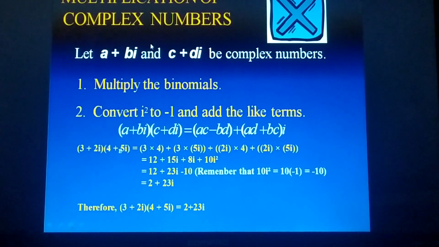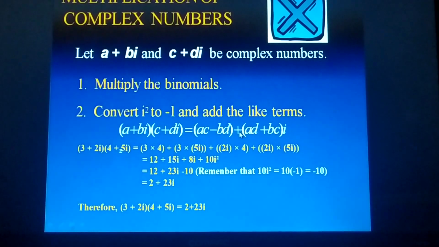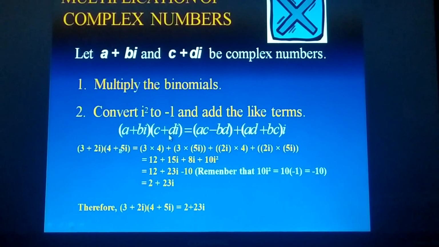Multiplication of a complex number. Let a + bi and c + di be complex numbers, then multiply the binomials, and in the second step convert i² to −1 and add the like terms. Means if (a + bi) into (c + di), then a is multiplied with both terms, a into c and a into di, then bi into c and bi into di, so we get (ac − bd) + (ad + bc)i.